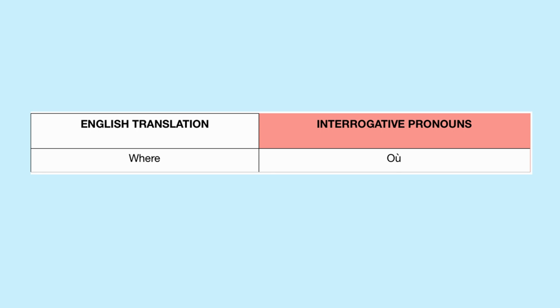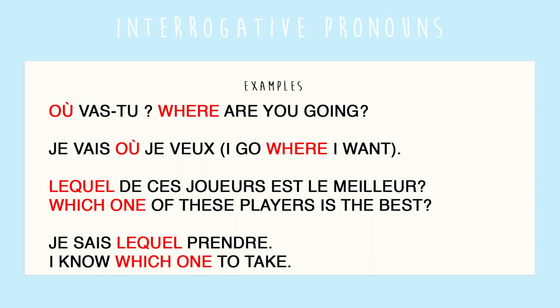Let's now see how to use these interrogative pronouns with some examples. Où vas-tu? Where are you going? Je vais où je veux. I go where I want. Lequel de ces joueurs est le meilleur? Which one of these players is the best? Je sais lequel prendre. I know which one to take.